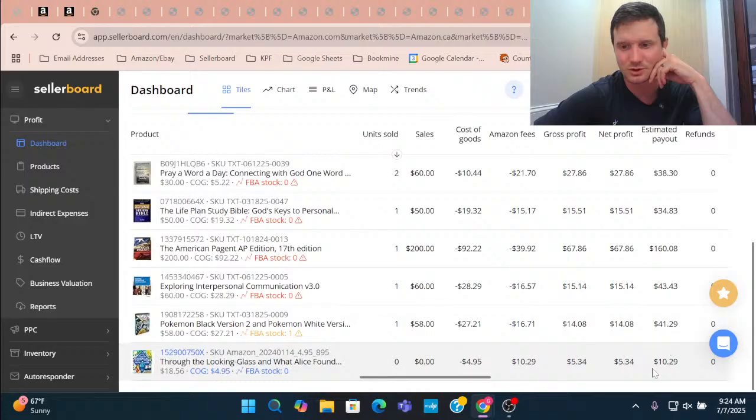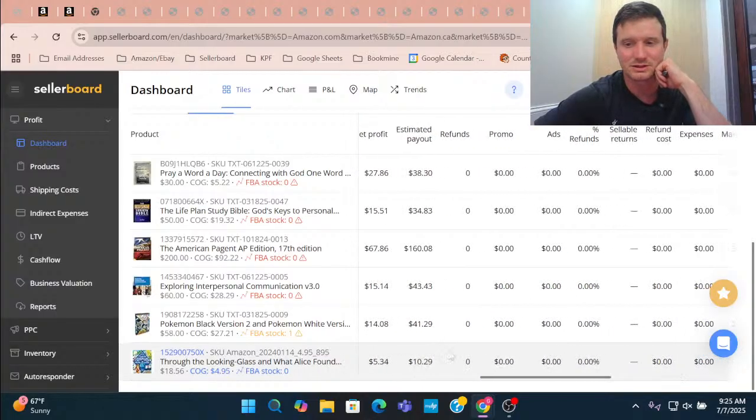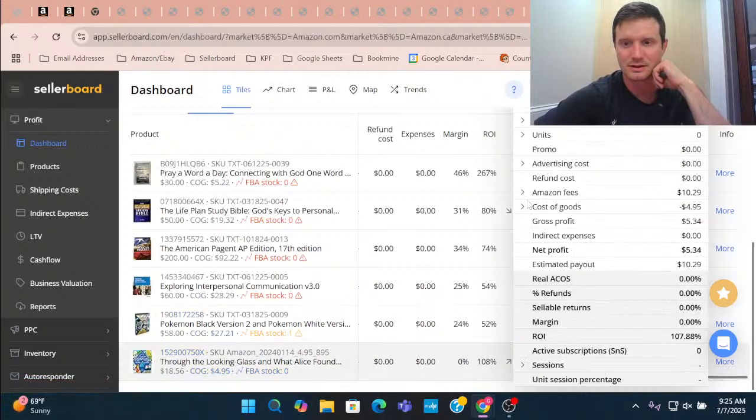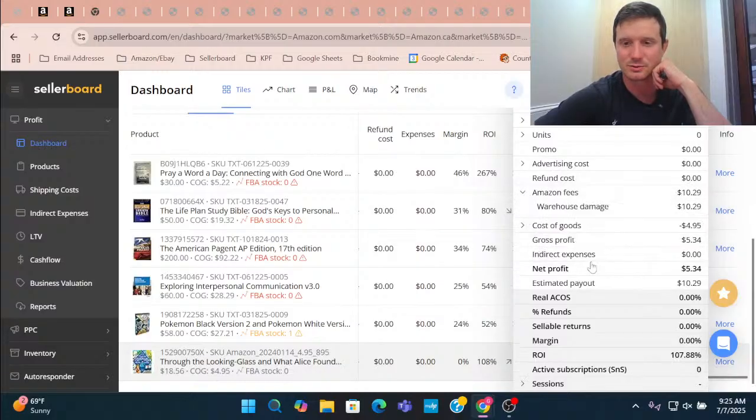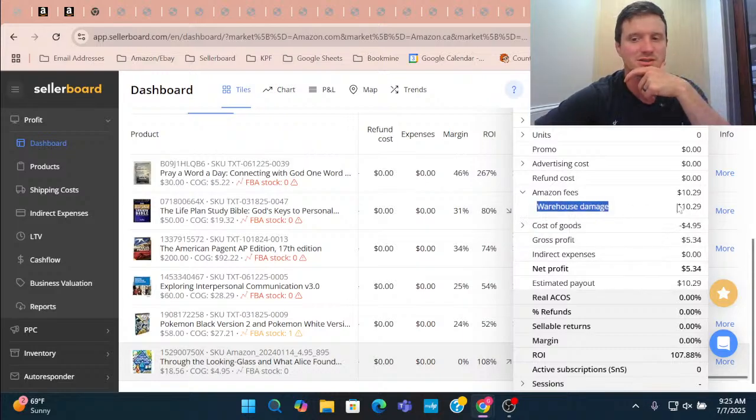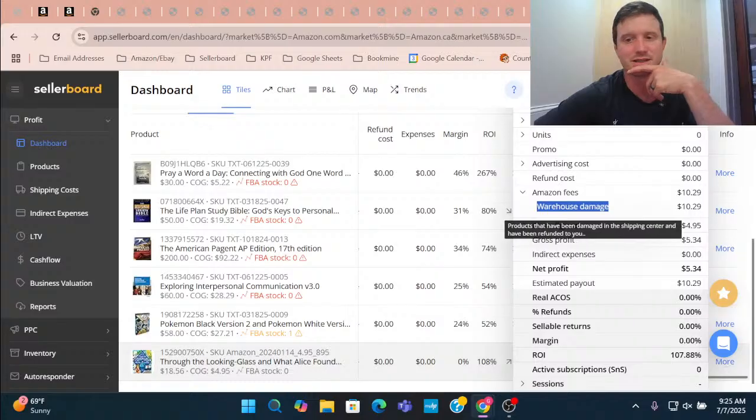Oh wait, no, sorry, I apologize. This is actually maybe a warehouse damage, because I'm getting paid out $10.29. So Amazon either lost it or warehouse damaged it. We come all the way over here and click the more button, and then come over to Amazon fees. You can see we're getting paid out $10.29 for it. Oh, there we go, it's warehouse damage. So they're sending us back $10.29.